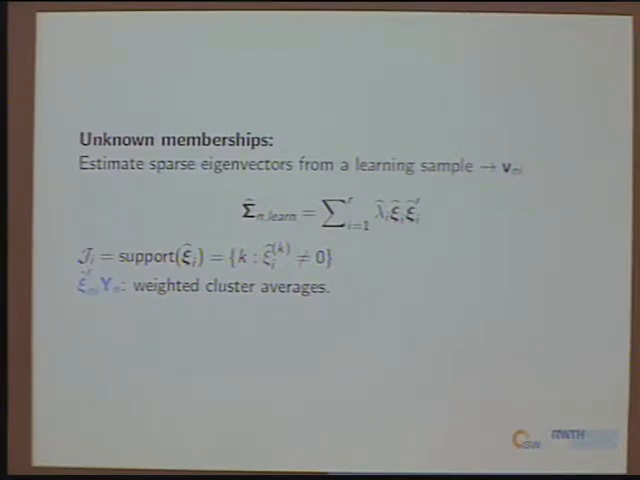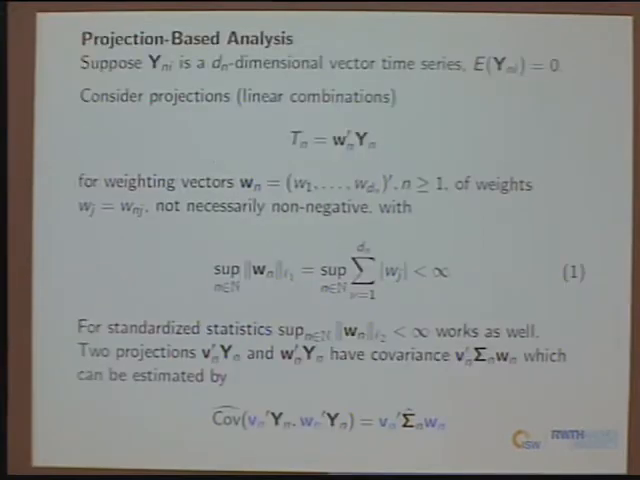The idea is, of course, that the measurements from one region are correlated, but the regions are uncorrelated. So we want to estimate some sparse eigenvectors, and then you look at the support of the eigenvectors, and this gives you the kind of segmentation of your variables, of your sensors. The inner products again have a nice interpretation: they are kind of weighted cluster averages.